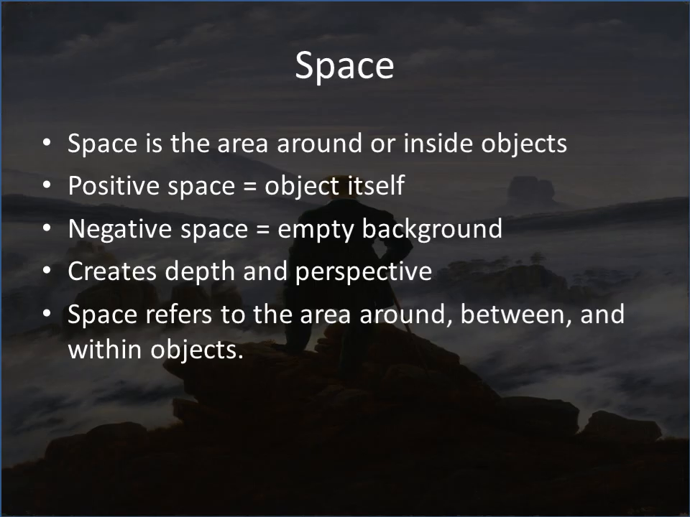Space refers to the area around, between, and within the object. For example, a photographer has taken a picture of a person. So we have the person, right? That is the object itself, and the environment around it, the empty background, that is the negative space.